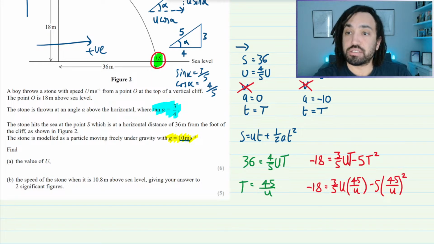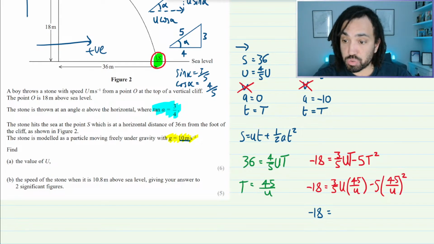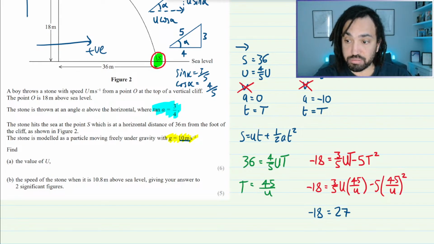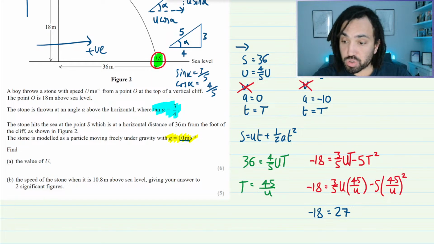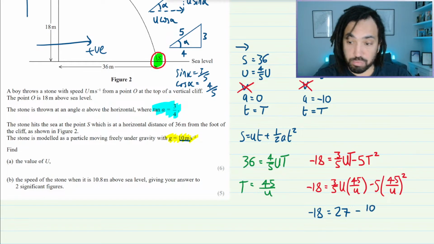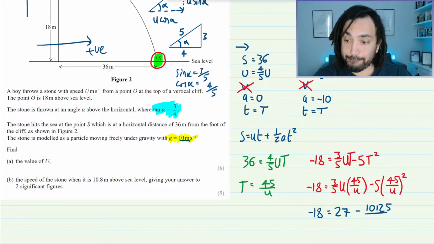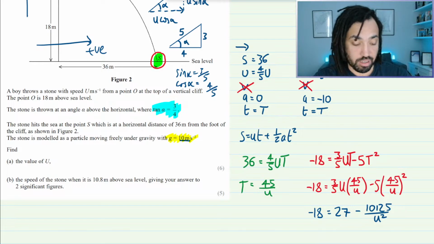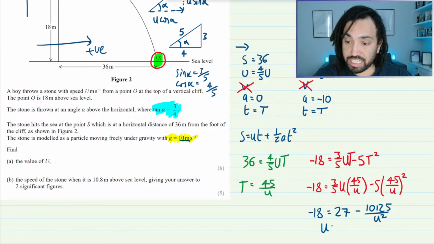Okay, great. Now we can do some simplifying. Minus 18, we can times through by 3/5, and the U's will cancel out, so we just get 27. Here we can square and multiply it through by 5 as well. So we get this, and then this all comes out nice and neatly to get U is equal to 15.